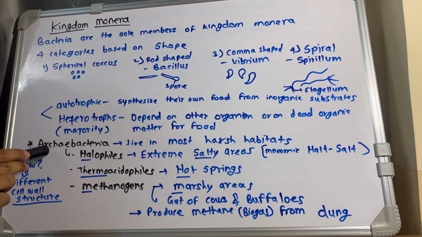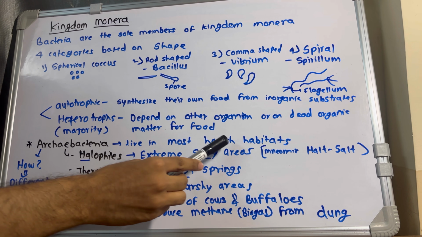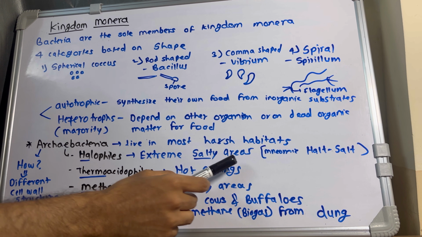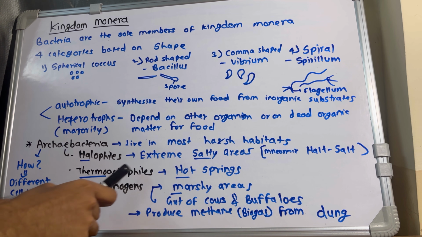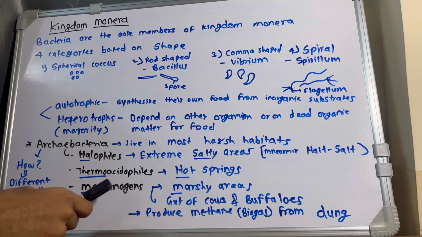Let's discuss a special type of bacteria called archaebacteria. These bacteria live in most harsh habitats. Like halophiles, these bacteria live in extreme salty areas. You can remember by the mnemonic halt and salt. That is, halophiles live in salty areas.